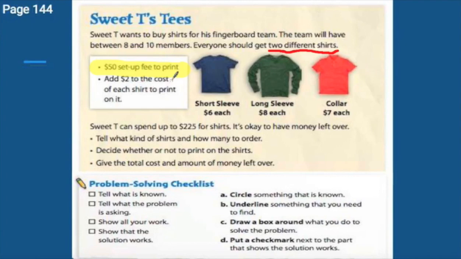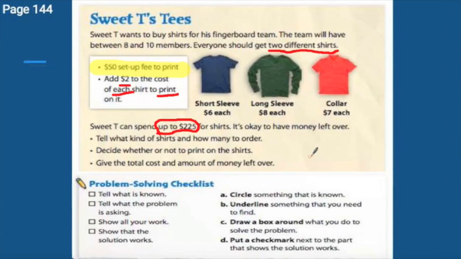Add $2 to the cost of each shirt to print on it. So print is $2 each. A short sleeve is $6, a long sleeve is $8, and a collared shirt is $7. Sweet Tea can spend up to $225, up to. So go ahead and circle that. It is okay to have money left over.